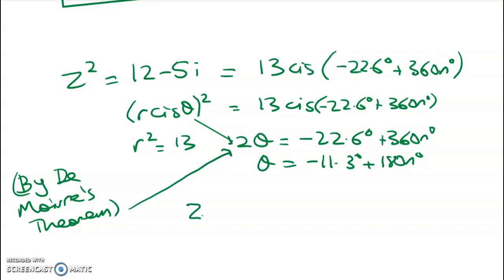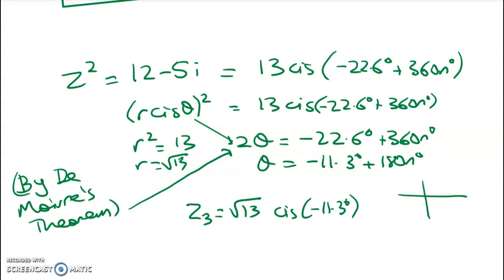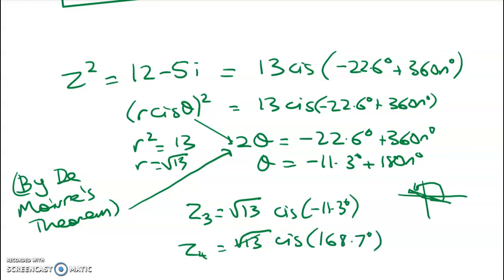Okay, so now Z3 is equal to root 13, because r is equal to root 13, cis negative 11.3 degrees. So that's the angle there. And the second angle is this one round here. So Z4 is equal to root 13 cis of 168.7 degrees. So there you go, Barnaby.